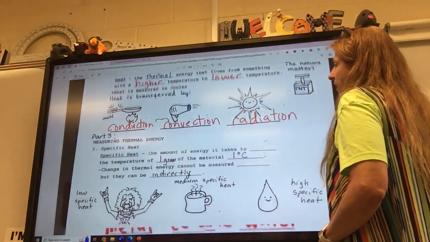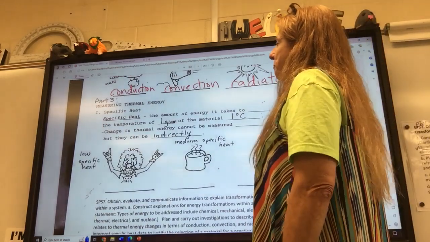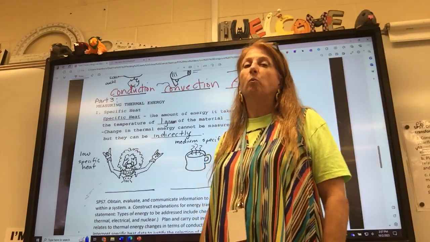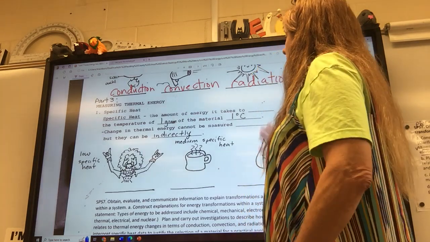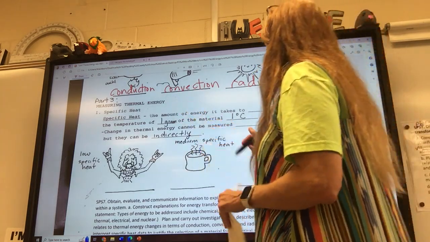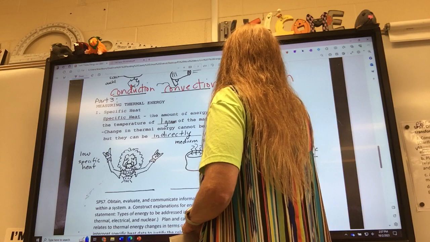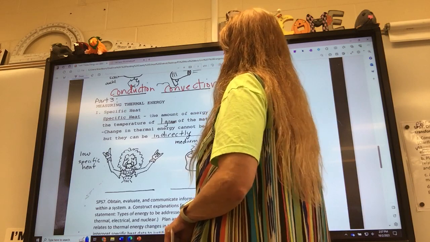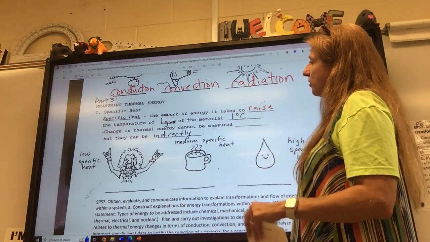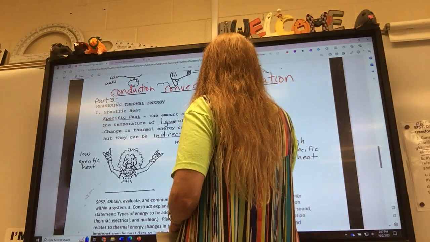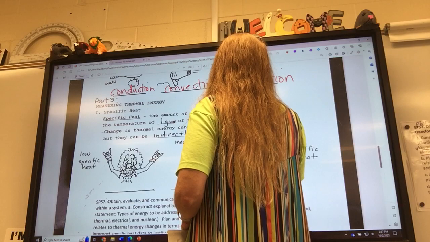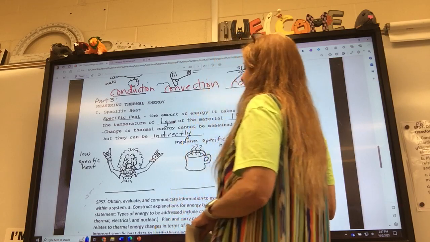I'm so glad. Okay, our next one is specific heat. Now, you might not know the words for this, but I bet you know the principle. It's the amount of energy it takes to raise the temperature of 1 gram of material 1 degree Celsius. The change in energy cannot be measured directly, but it can be indirectly.